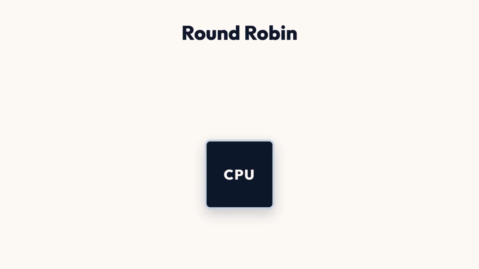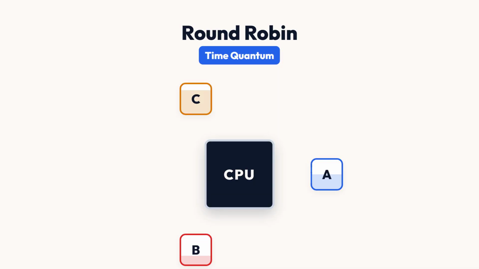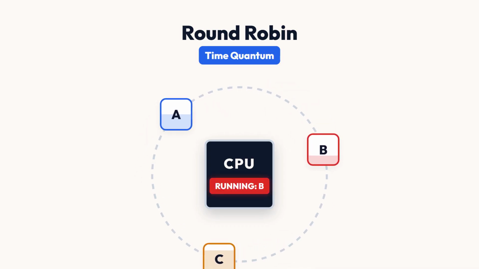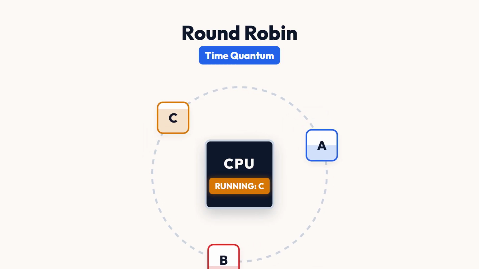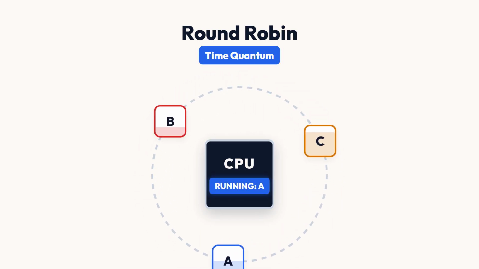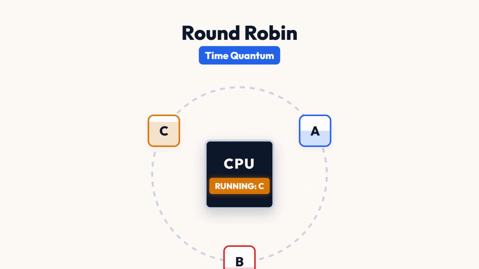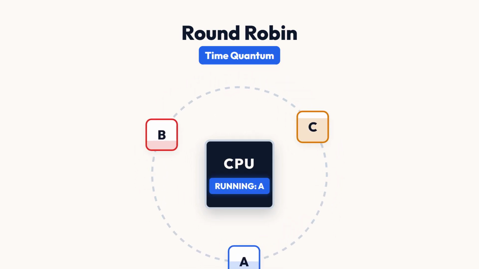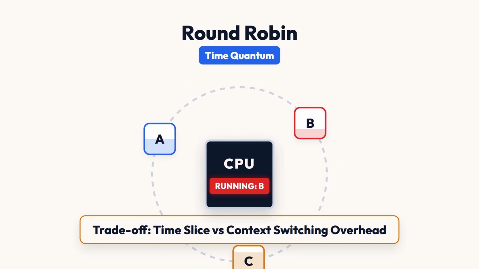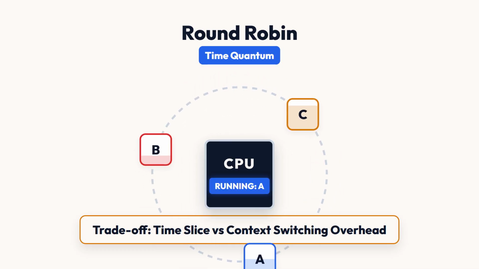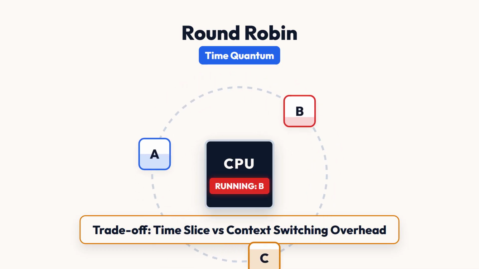Now let's look at one of the most widely used algorithms, round robin. In this approach, every process gets a fixed time slice, called a time quantum. The CPU runs a process for that time. If it doesn't finish, it is paused and moved to the back of the queue. Then the next process runs. This continues in a cycle. Round robin is preemptive. It is great for fairness, and it gives good response time because every process gets CPU time quickly. But there is a trade-off. If the time slice is too small, we spend too much time switching. If it's too large, it behaves like FIFO, so choosing the right time slice is very important.